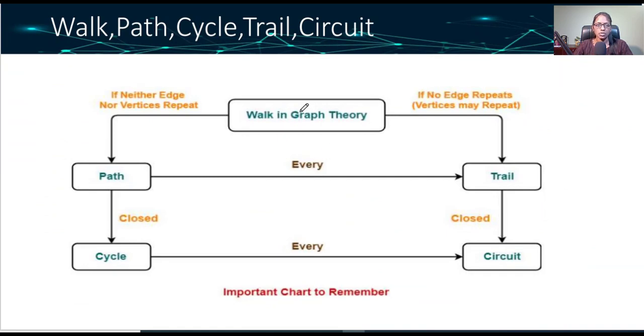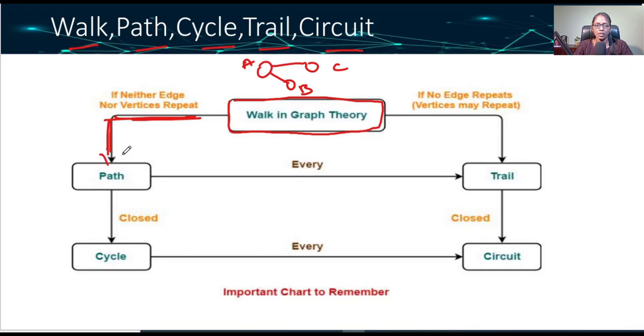The first ones are walk, path, cycle, trail and circuit. First, take the walk. Walk in graph theory: you travel from one node to another node, A, B, C. If you are traveling, then it is called a walk. In this walk, if neither edges nor vertices repeat, so you should not repeat the edges or the vertices, then it is called a path.